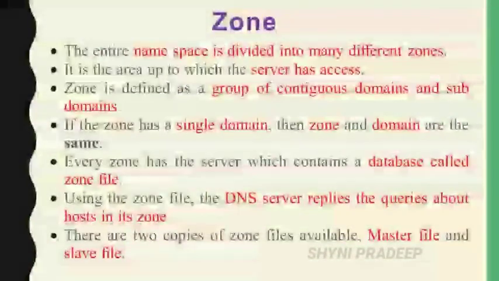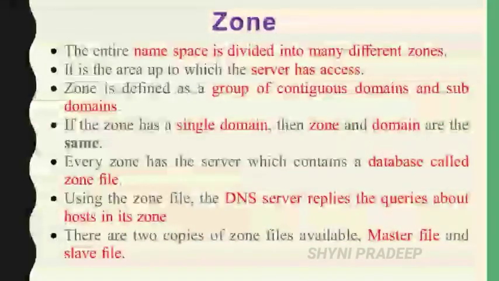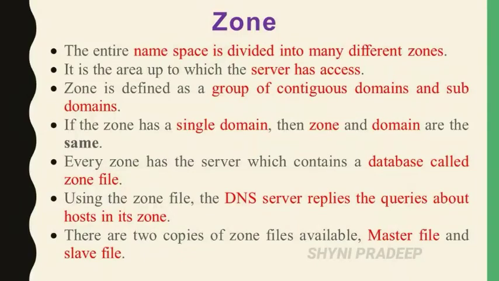The next DNS component is zone. The entire namespace is divided into many different zones. It is the area up to which the server has access. It is defined as a group of contiguous domains and subdomains. If the zone has a single domain, then zone and domain are the same. Every zone has a server which contains a database called the zone file. Using the zone file, the DNS server answers the queries about hosts in its zone. There are 2 copies of zone files available, master file and slave file.